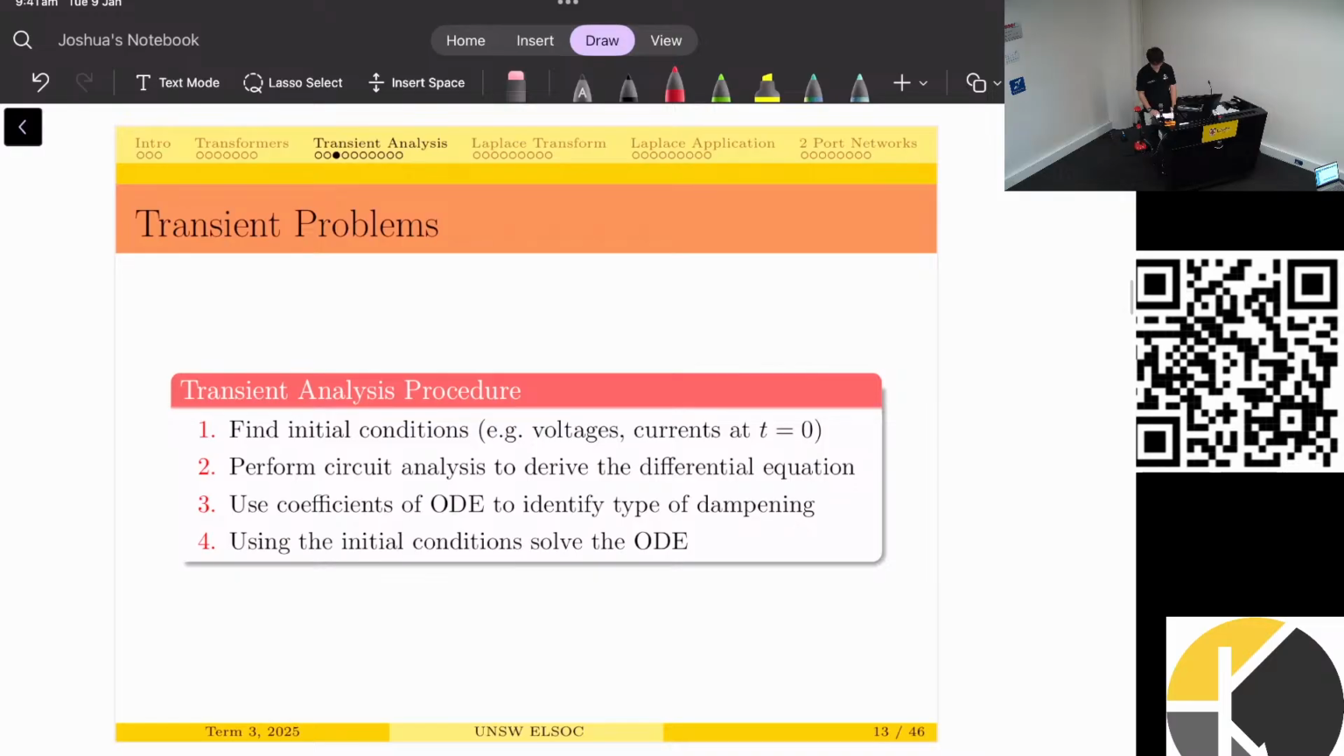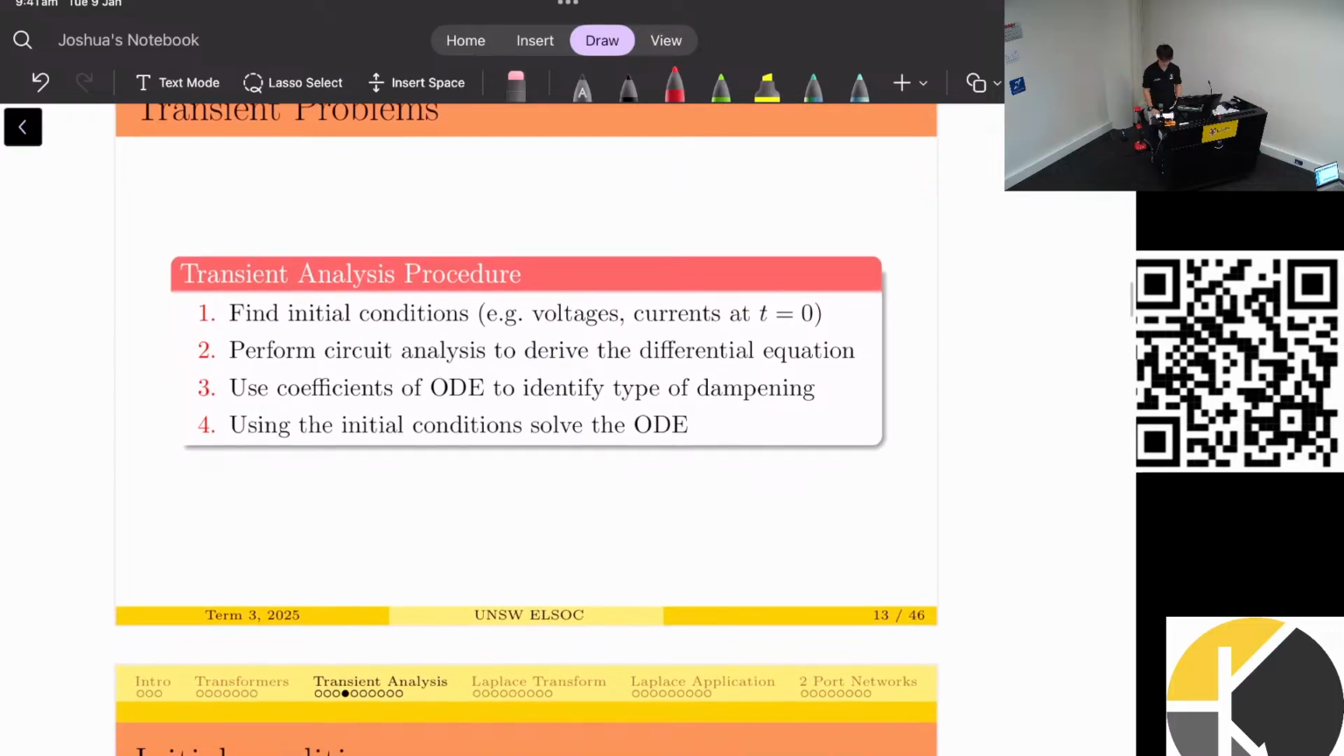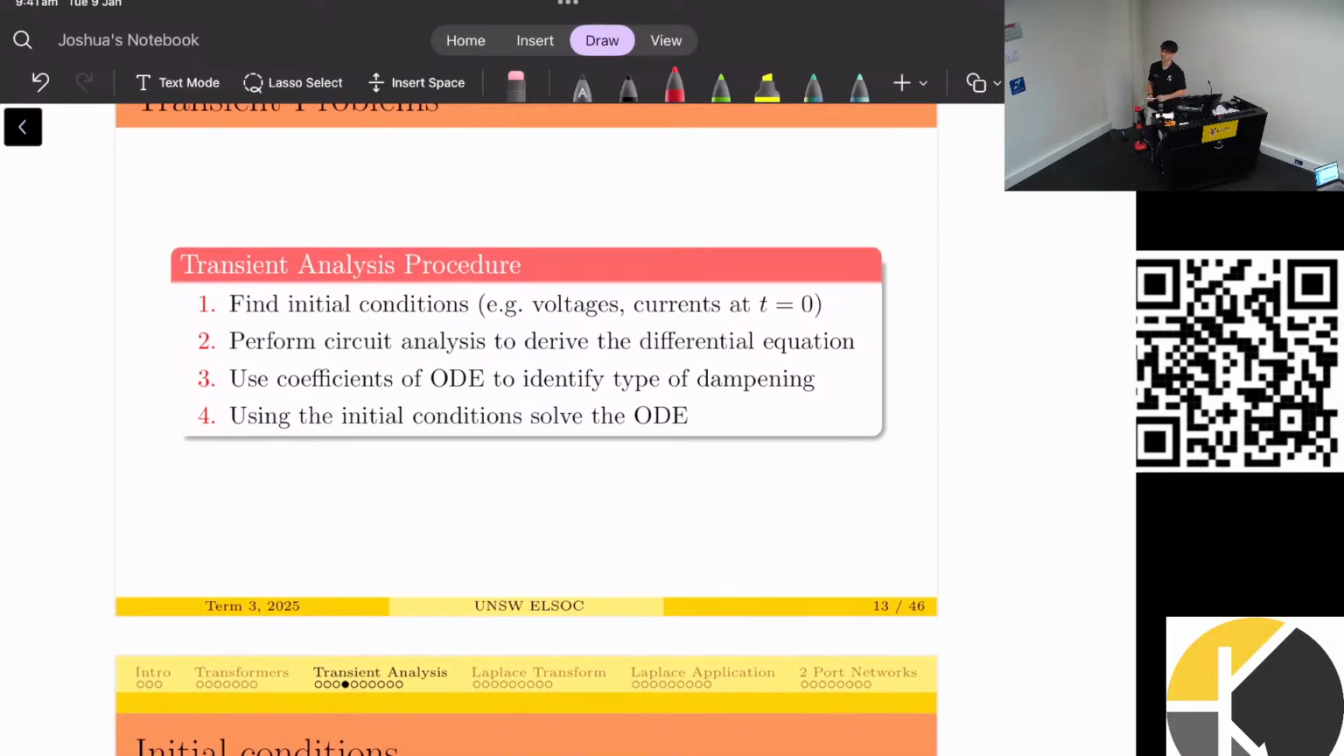Cool. So when we're approaching these transient analysis problems, first thing I always like to do is first find the initial conditions. If it's first order, you only need to find the initial condition for the actual variable. If it's second order, you'll need the initial condition for the variable and the derivative of that variable with respect to time. Once we do that, we'll find the differential equation for the whole circuit, and then we'll use the general forms to find what type of differential equation we have and what type of response we have in the time domain. And then lastly, using the initial conditions, we'll get all the values.